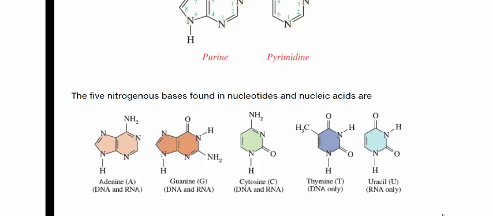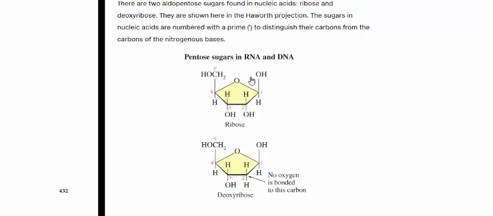There are 2 aldopentose sugars found in nucleic acid: ribose, which is found in RNA, and deoxyribose, which is found in DNA. Since these sugars are aldoses, the number 1 carbon is the anomeric carbon, and the 5 carbon is not part of the 5-membered ring. When we number this cyclic pentose sugar, we give the carbons a prime to distinguish it from the numbering system we use for the nitrogenous base. So ribose and deoxyribose are exactly the same, except on the 2 carbon in deoxyribose, there is no hydroxyl group.